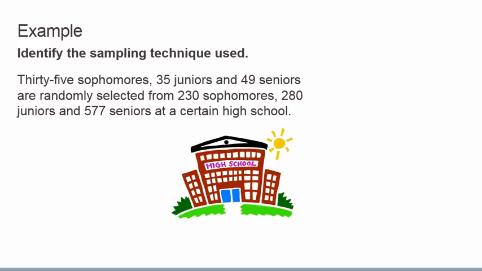Example. Identify the sampling technique used. 35 sophomores, 35 juniors, and 49 seniors are randomly selected from 230 sophomores, 280 juniors, and 577 seniors at a certain high school. Since our population was broken up into sophomores, juniors, and seniors, and then a proportion of each class was taken as the sample, we are dealing with a stratified sample.